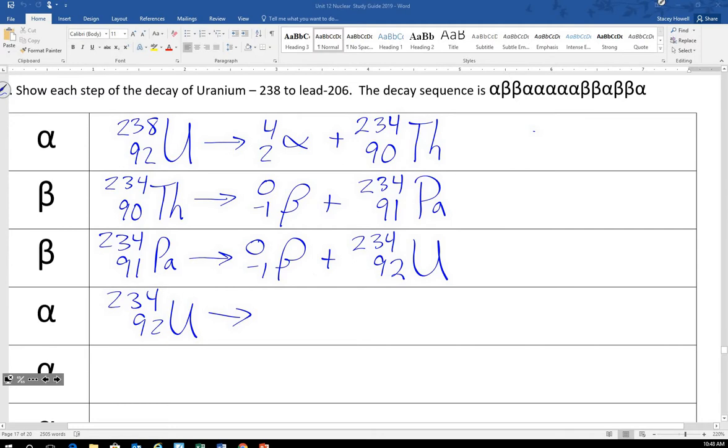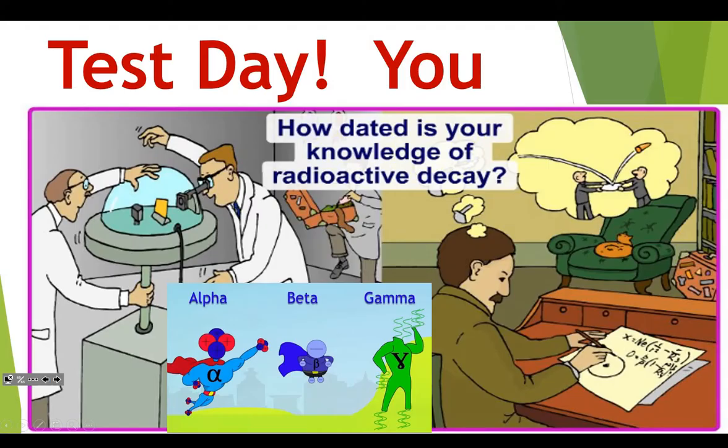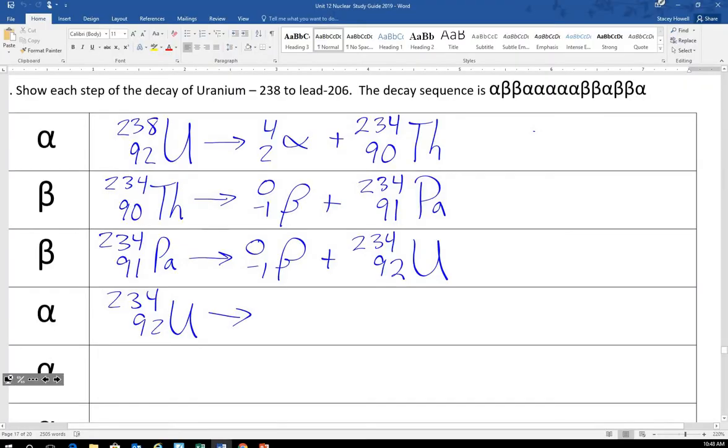Yes? Positron is positive. These are all betas. So the decay is alpha, beta, beta, alpha, alpha, alpha, alpha, beta, beta, alpha. Okay? All right. So, whoops, that's not what I wanted to do. Let me get back to where I was. I wanted to erase, and I grabbed the wrong thing.